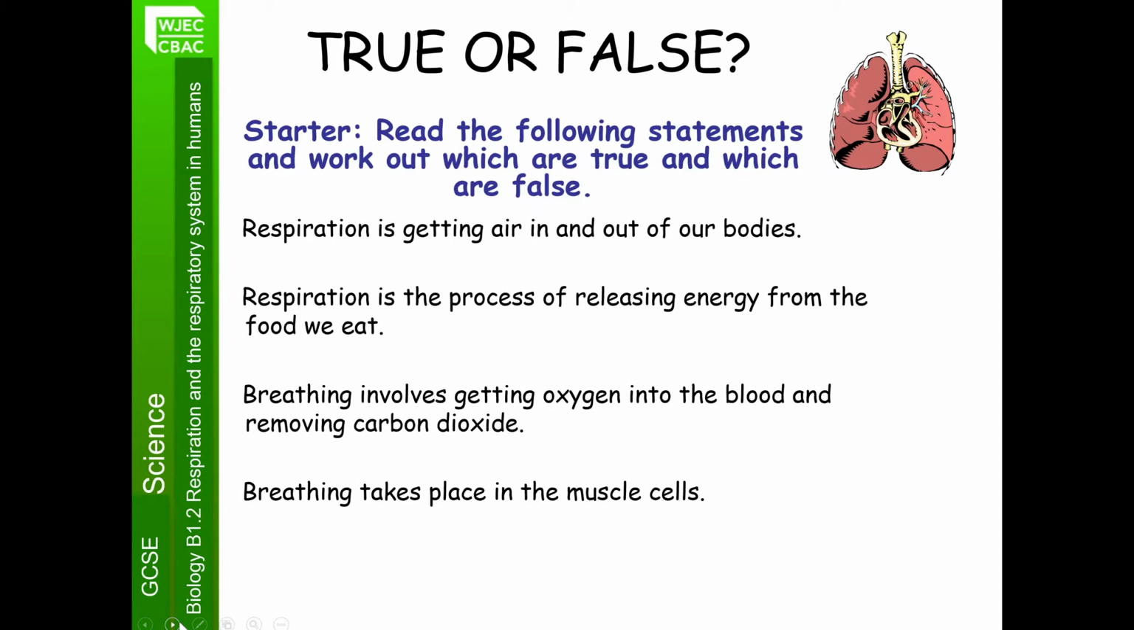True or false? So the first one, respiration is getting air in and out of our bodies. This is false. Respiration is a chemical process. It happens at the cell level. It uses glucose and oxygen, and it releases energy as well as making a waste gas, carbon dioxide and water. The second one, respiration is the process of releasing energy from the food we eat. This is true. As we've just explained, glucose and oxygen react together in the cells to release energy.